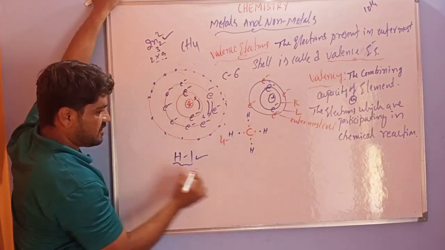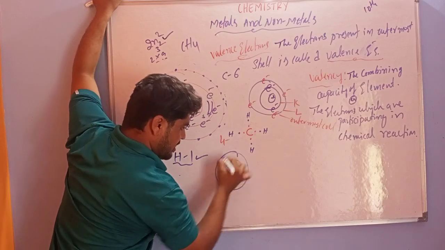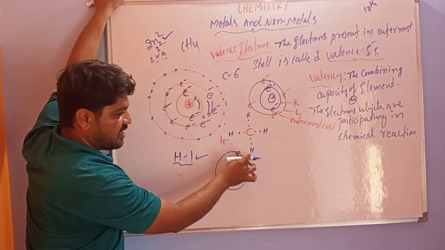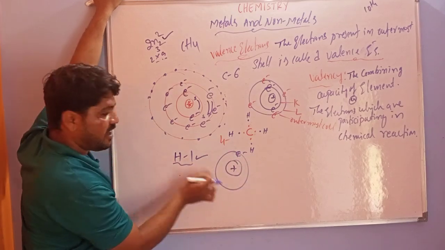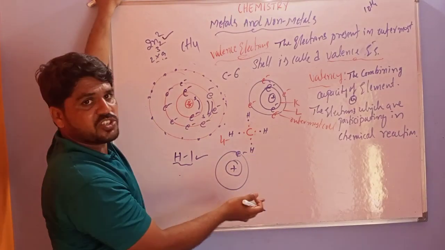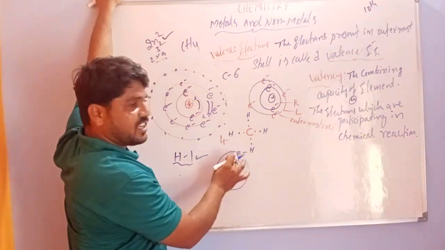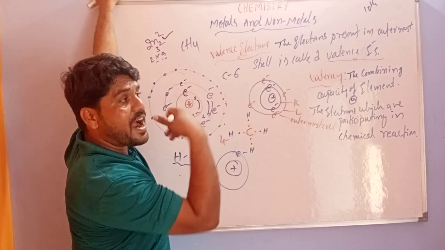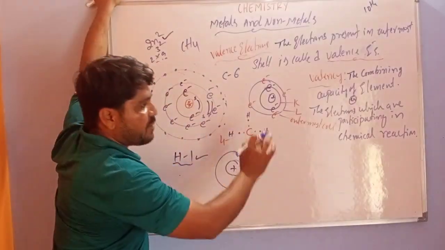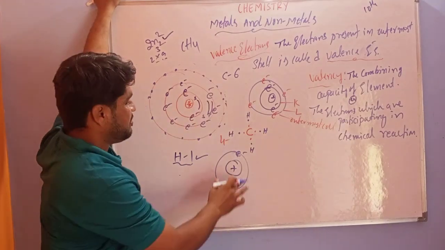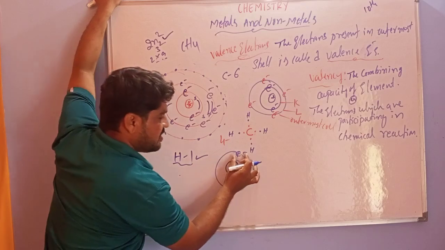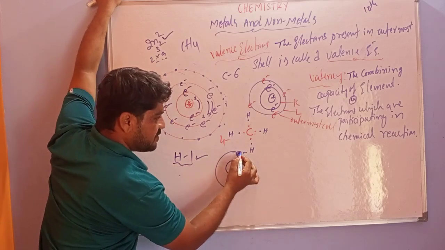See the structure of the hydrogen atom. This is the nucleus and this is the electron, present in the only one shell that the hydrogen atom has. You have to consider the outermost shell. The electrons present in the outermost shell which participate in bond formation or bond breaking, that is, in a chemical reaction, we call valency. So this hydrogen valency is only 1.